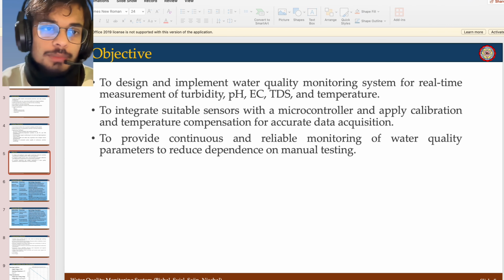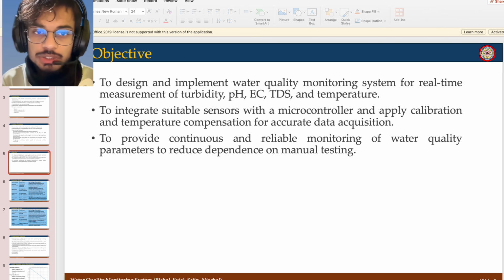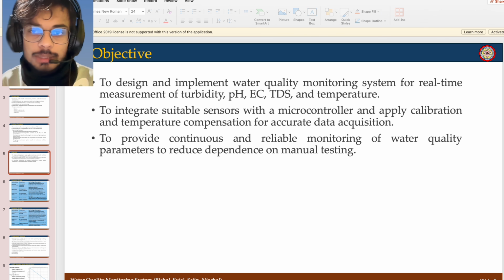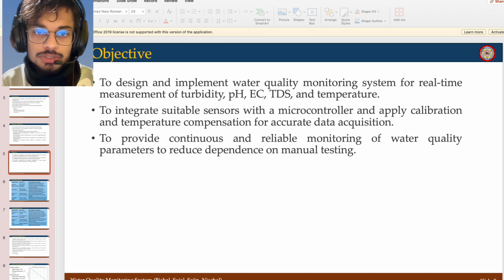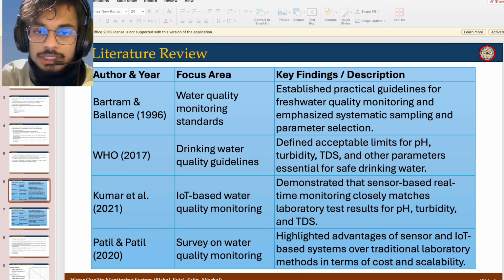The objective of the project is to design and implement a water quality monitoring system for real-time measurement of turbidity, pH, EC, and temperature, to integrate suitable sensors with a microcontroller and apply calibration and temperature compensation for accurate data acquisition, and to provide continuous and reliable monitoring of water quality parameters to reduce dependence on manual testing.